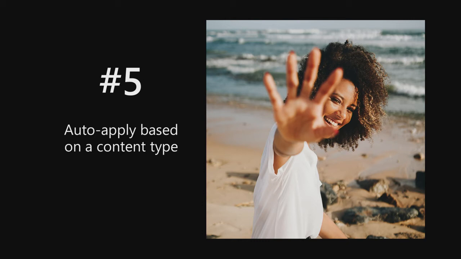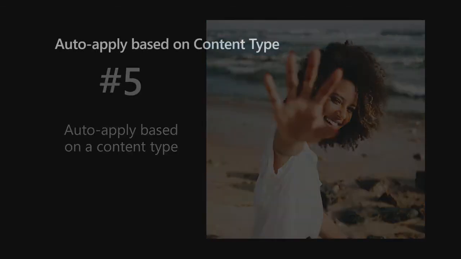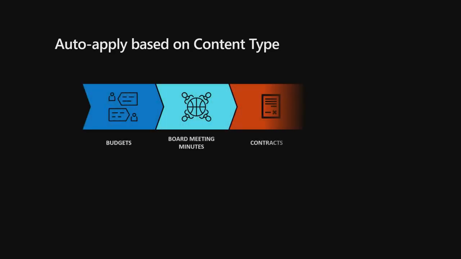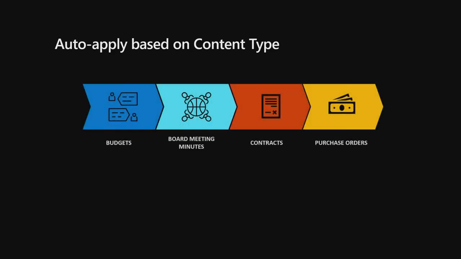Number 5, auto-apply based on a content type. This is where you can really benefit from the information architecture you may have defined in your own organization. Lots of use cases for this. Many records management file plans relate back quite nicely to some of the typical content types you would see in your own organization. Examples I see: budgets, board meeting minutes, contracts, purchase orders, work orders, manifests, all those kinds of things.